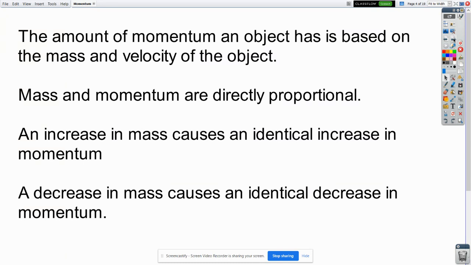Mass and momentum are directly proportional. That means they change in the same way. An increase in mass causes an identical increase in momentum. So if I doubled the mass, that would double the momentum. If I tripled the mass, that would triple the momentum. If I had 1/4 the mass, I would have 1/4 the momentum. A decrease in mass causes an identical decrease in momentum as well.